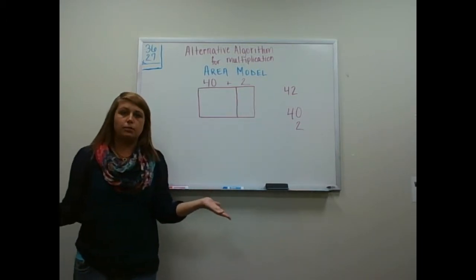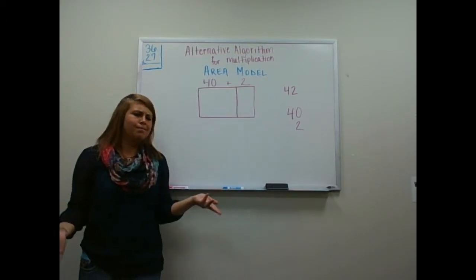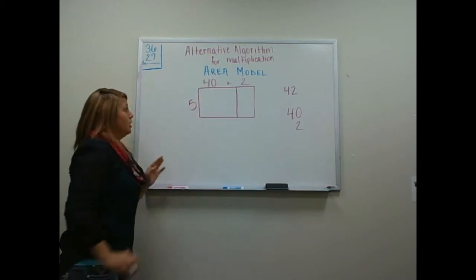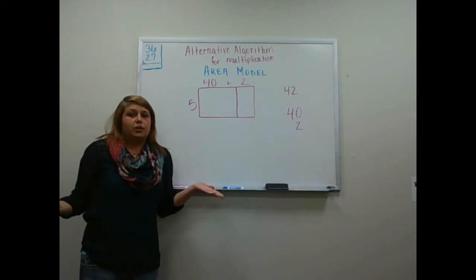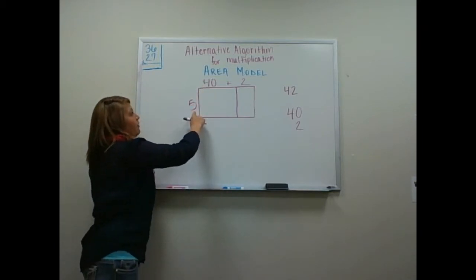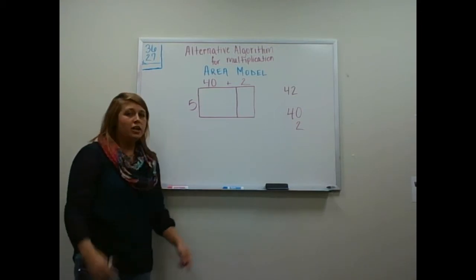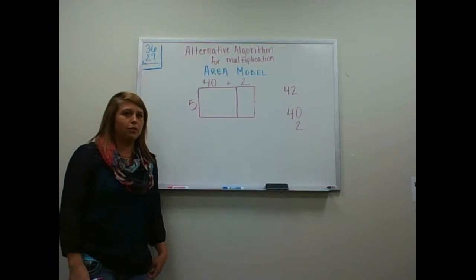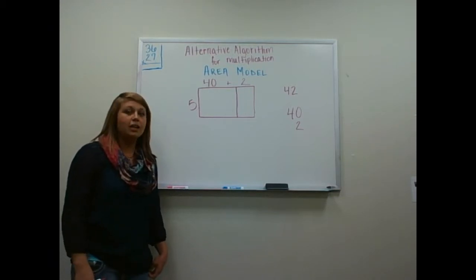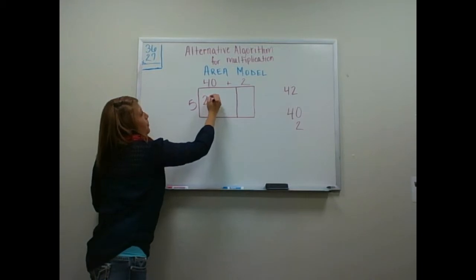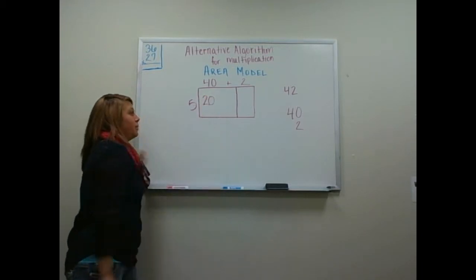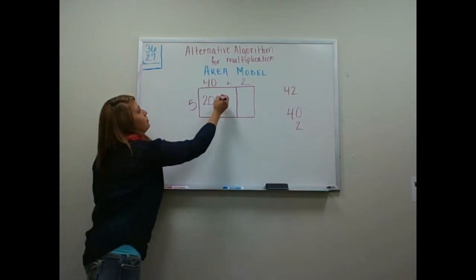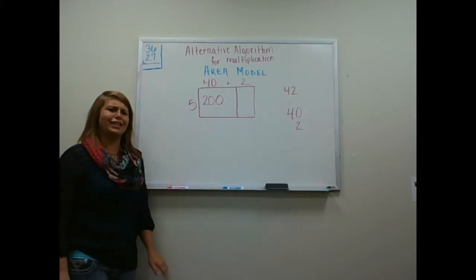Now I'm going to multiply 42 by, how about 5? So, first things first. I'm going to look at 5 times 40. Now, using my mental math, I know that 5 times 4 equals 20. So I'm going to write that first. Now the cool thing about expanding our number is that we have a 0 in our ones spot. So all we have to do is add it, just like that.